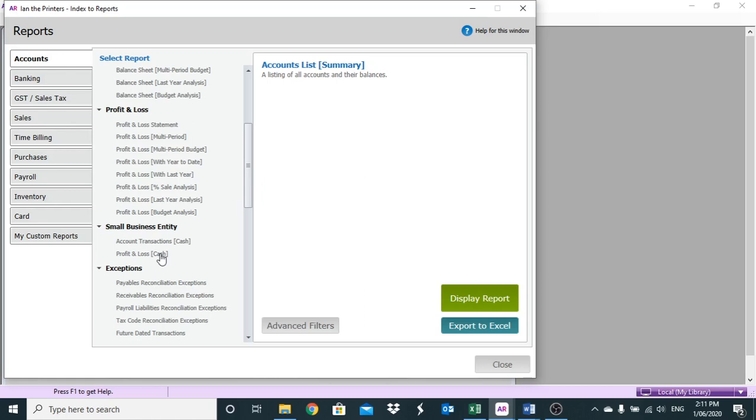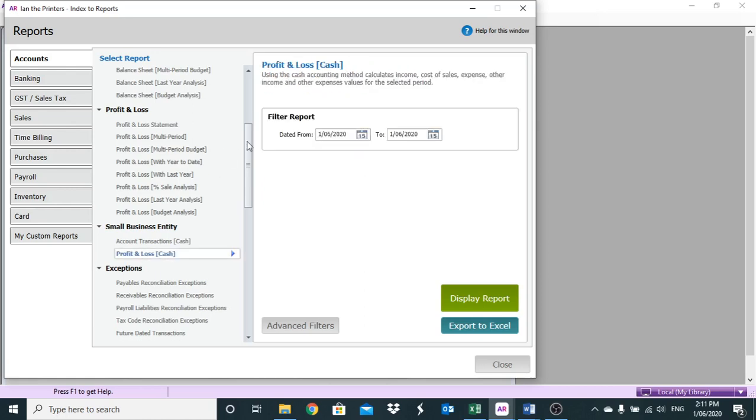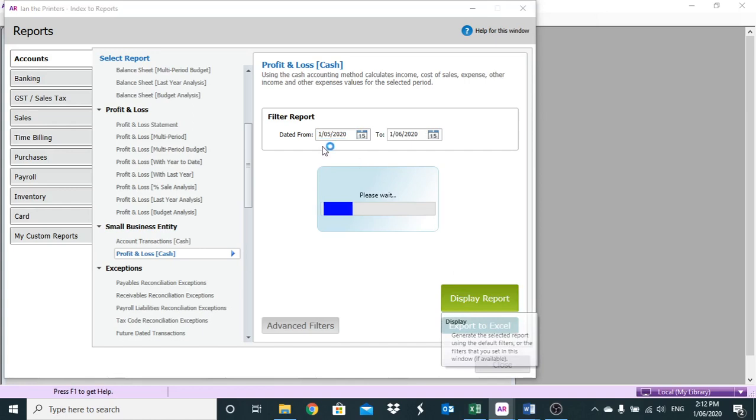So that's the main benefit for a small business. So to look at that report, we go to cash-based profit and loss. We'll have a look at a period from the 1st of May until now, because we haven't been entering in transactions the last 1 or 2 weeks. So we'll have a look at the whole month's worth of information.